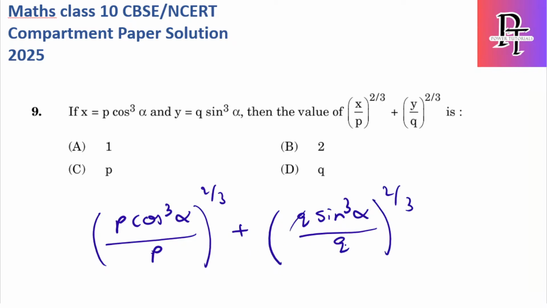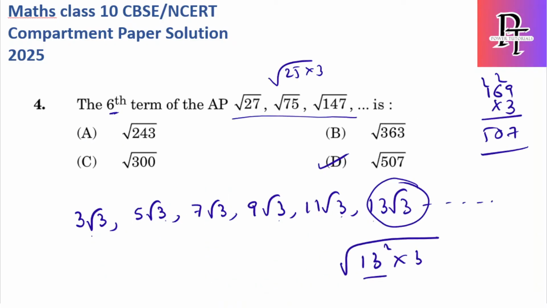So simply q gets cancelled out, p gets cancelled out, this cube and the 3 gets cancelled out, same way here. So the remaining part is cos square alpha plus sin square alpha. This is nothing but the first trigonometric identity where sin square alpha plus cos square alpha, the value is 1. So this is the answer. Let's move to the next one. 10th question.